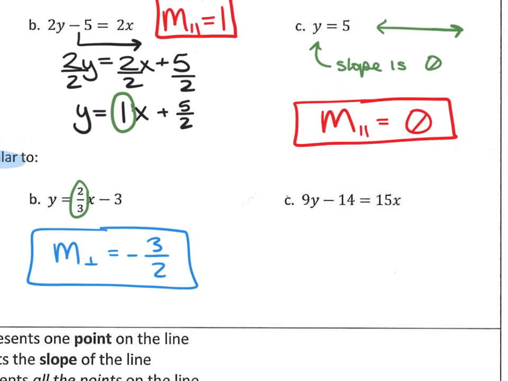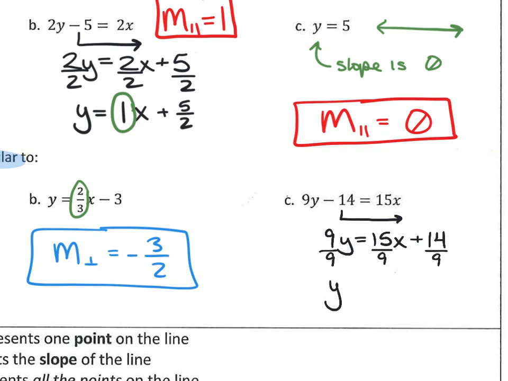Okay, for this one, can you tell me what the slope is right away? No, but there's 2 steps to be able to do it. What's that first step? Move 14. When I move it over there, does it become positive or negative? Positive. So we have 9y equal to 15x plus 14 because I moved the 14 over. That was my first step. Brian, what's my last step? Fabulous. Yes, we're going to divide by 9.